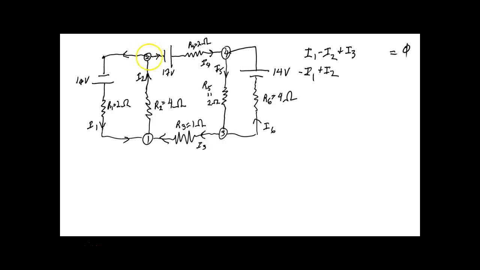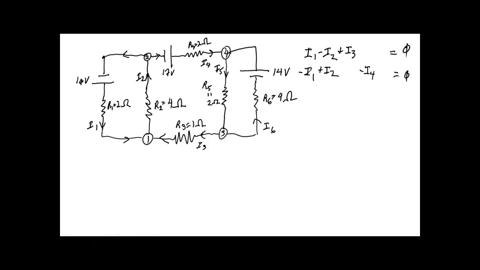You see that? Here's the junction. I1's leaving, I2's coming in, I4's leaving. So you've got a minus I4, and that's equal to 0, because the sum of all the currents coming and going has to be 0. You can't store current at a junction.